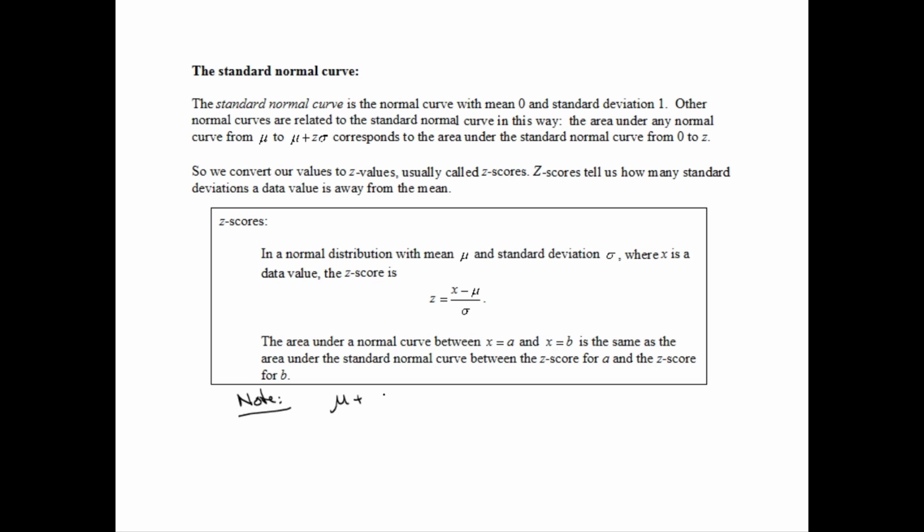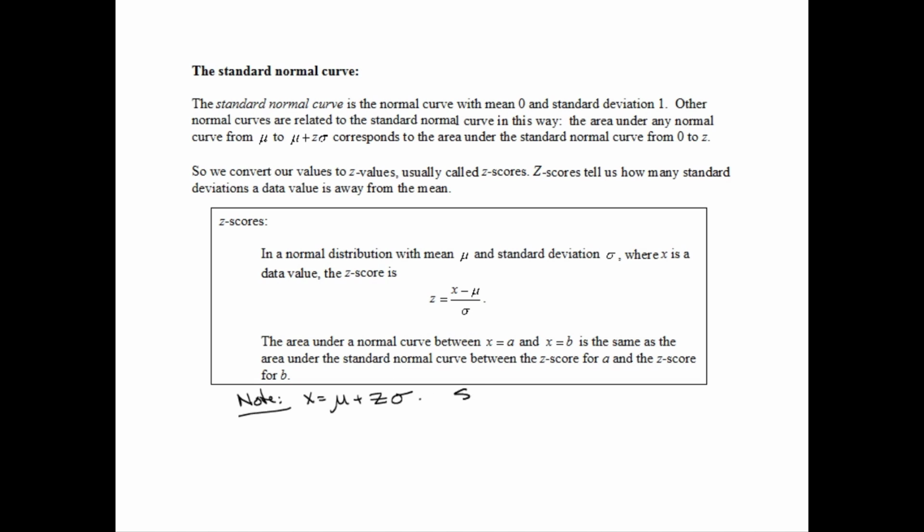If we look at mu plus z sigma, if we have some x value, and let's say it's a certain number of standard deviations away. Back up. We're going to start with the mean, mu, and then we're going to add a certain number of standard deviations. Z tells us the number of standard deviations. So we're going to take our mean mu and add z sigma.